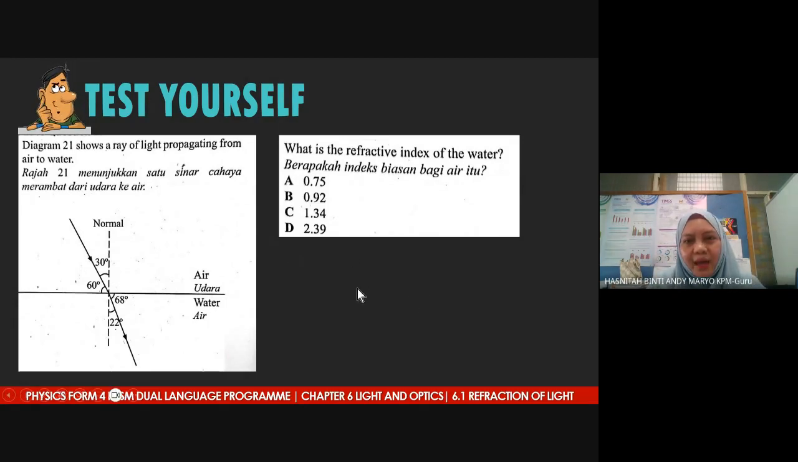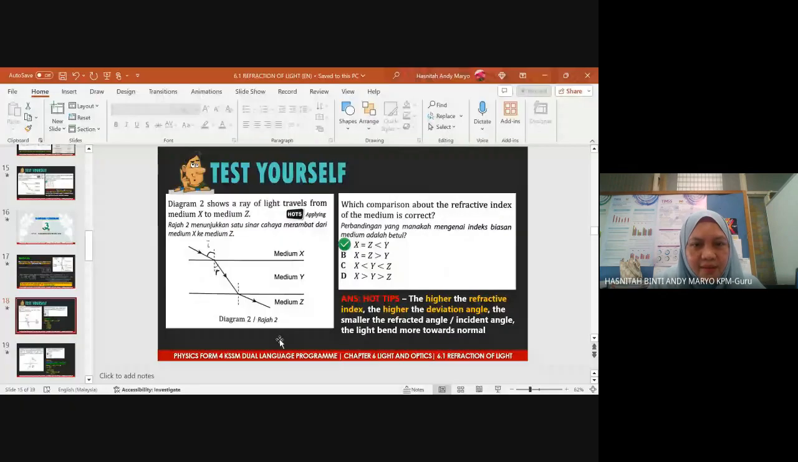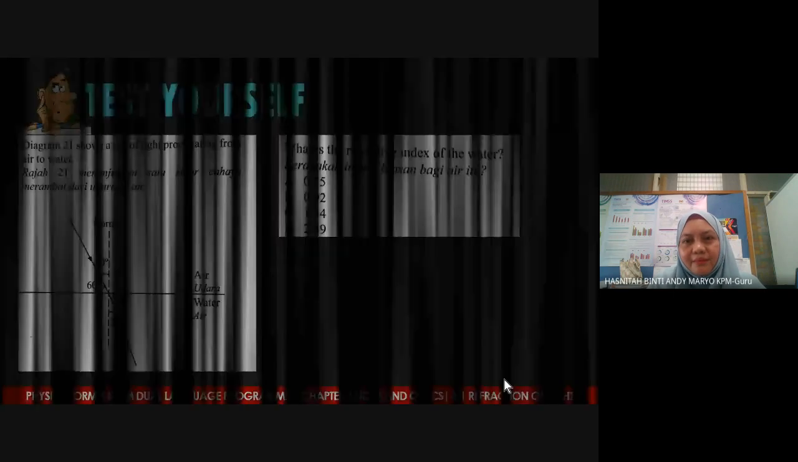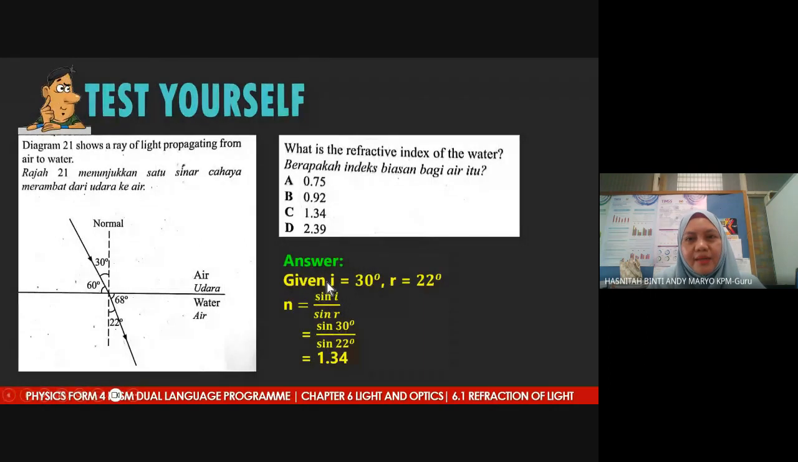Use Snell's formula. N equals sine I divide sine R, and let's just press your calculator. You will come with the answer. Anybody would like to share the answer for this question? This is the angle given, I 30 degree, angle of incidence in the air, and 22 is angle of refraction in the water. So Snell's law formula, N equals sine I divide sine R. So sine 30 degree divide sine 22. So answer should be C, 1.34.